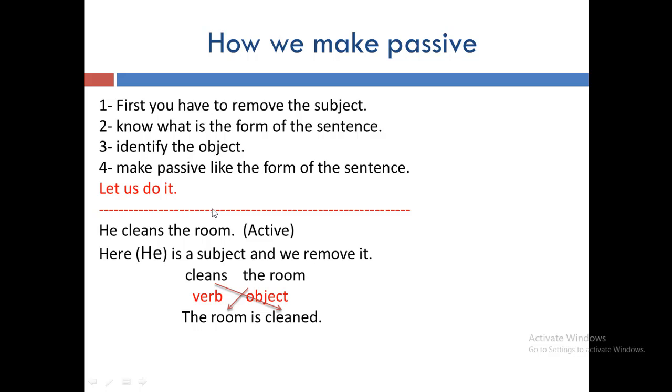Okay, so we will memorize the rule of the passive for the present simple passive. He cleans the room is an active. We said first you have to remove the subject. Okay, we removed the subject. He cleans the room, we don't have he, so let's say without he. Second, know what's the form of the sentence. We discussed this is present simple. How to know? Subject plus verb, and then the object.